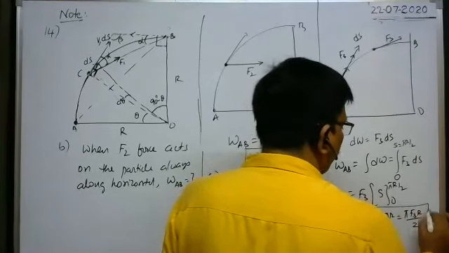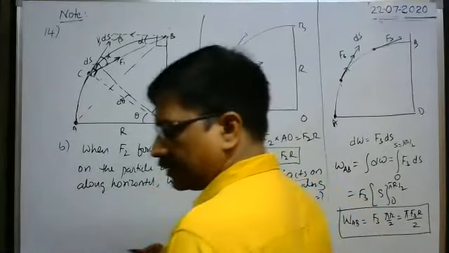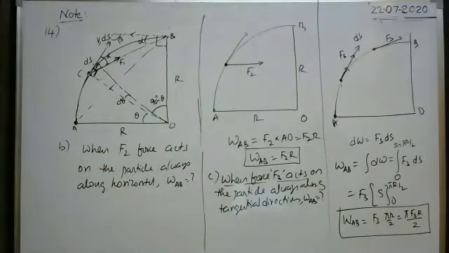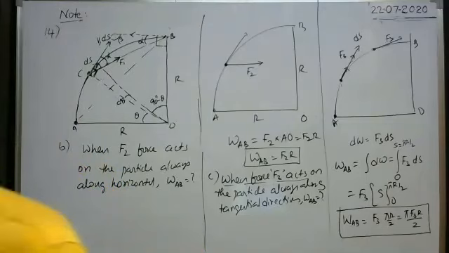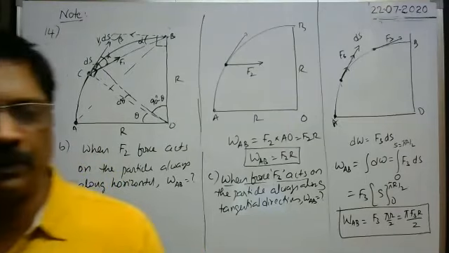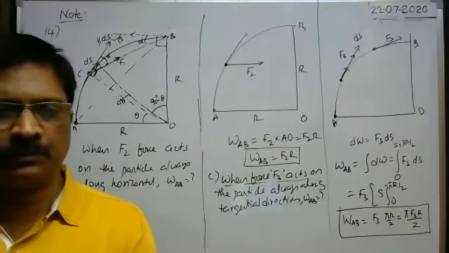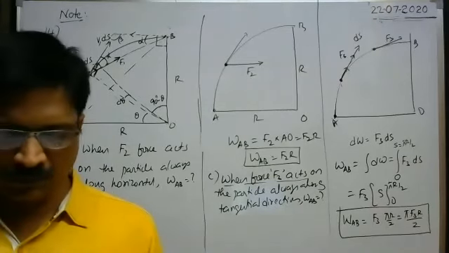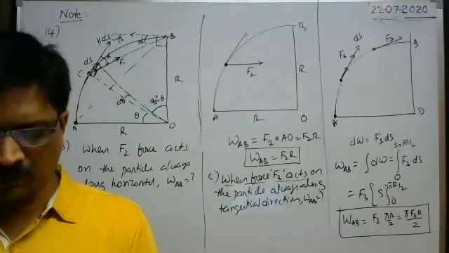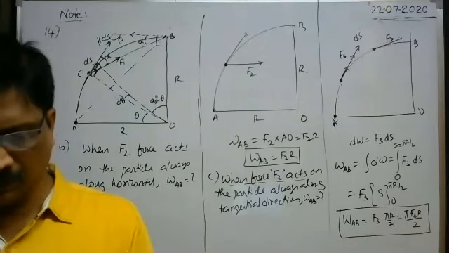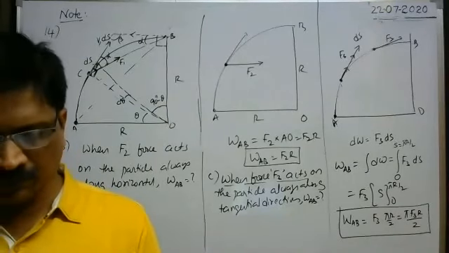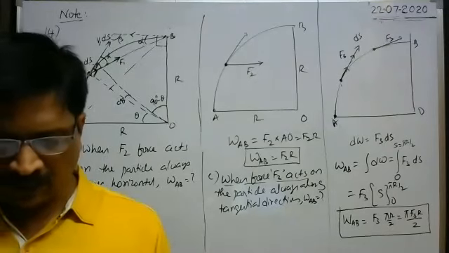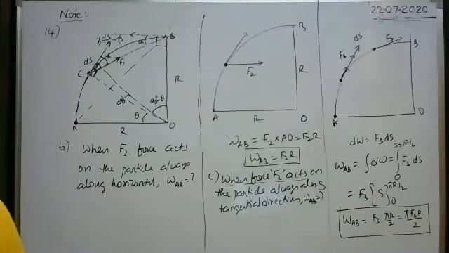So this is the formula for work done in this case. Okay, note down all of you. F3 into pi r by 2.